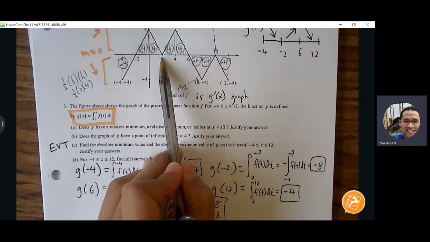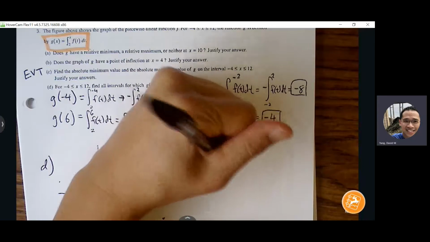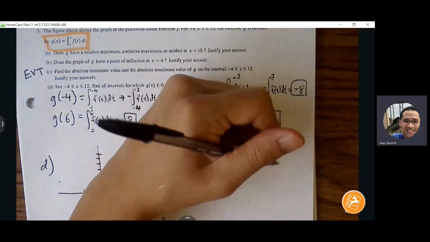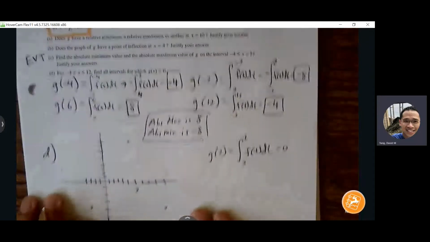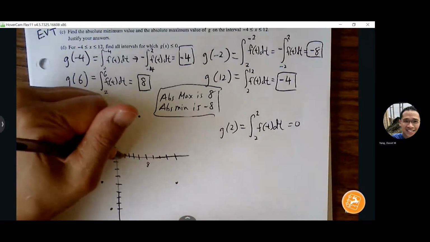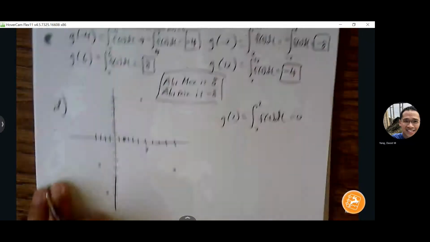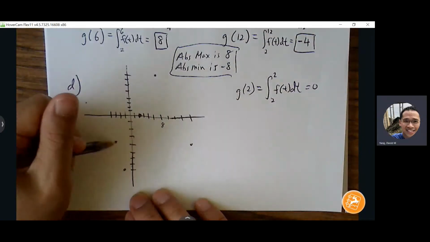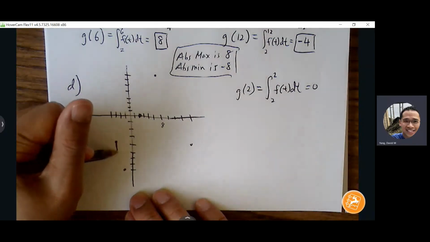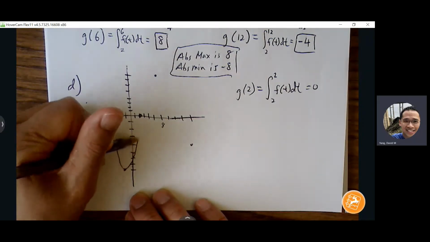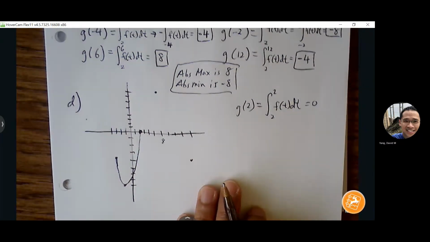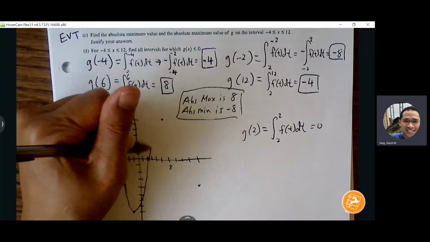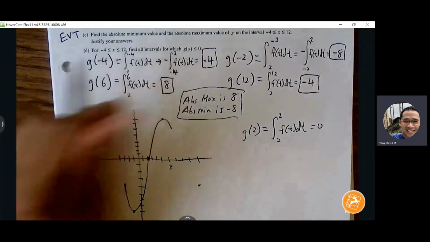Okay, let's see what happens at 2. So g of 2 is the integral from 2 to 2. And if my bounds are ever matching, I know that I haven't moved anywhere. So that's going to be 0. So I know g of 2 is 0. Okay, so I have an idea how my graph is going to move, right? Those are my anchor points here. I have an idea that my graph is going to be rising to that point. Okay, from there, we know it's going to go up to 8, but then it's going to come down.